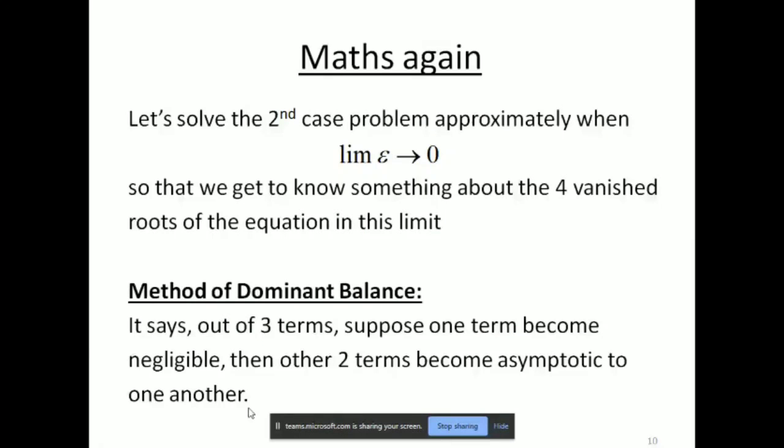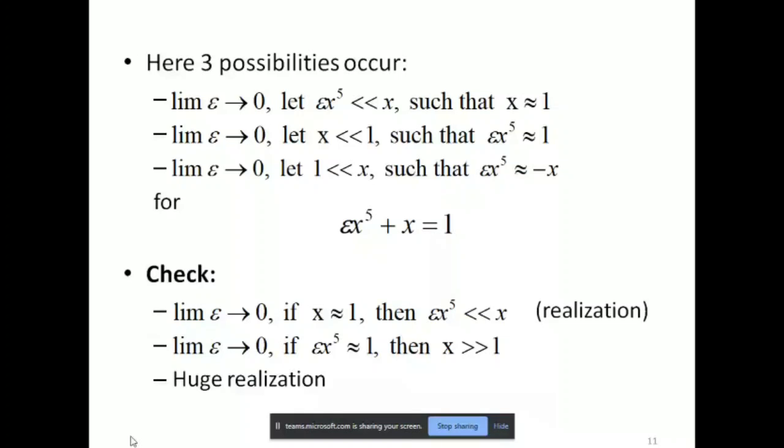Let's move on to the second assumption. In the limit epsilon tends to 0, if epsilon x to the 5 tends to 1, then x has to be very, very much greater than 1. Because as we know, when epsilon is very, very low, I mean very, very near to 0, then x has to be very, very large so that the product becomes nearly equal to 1.